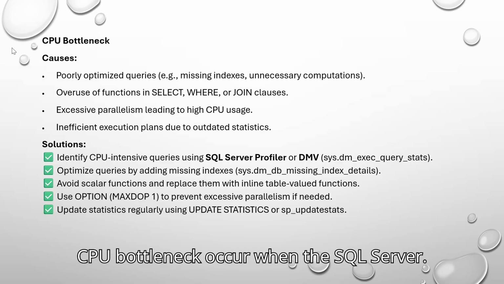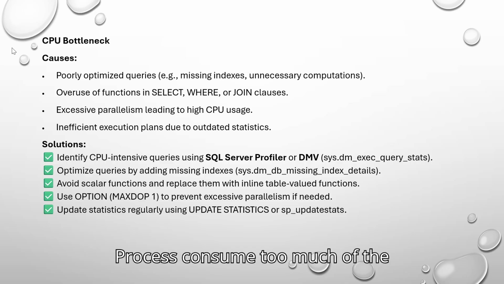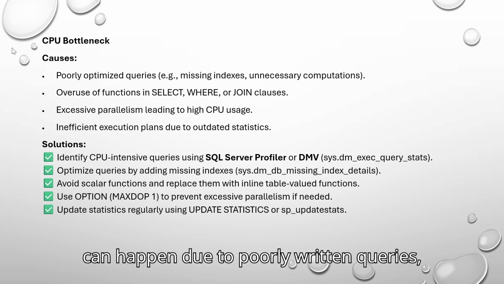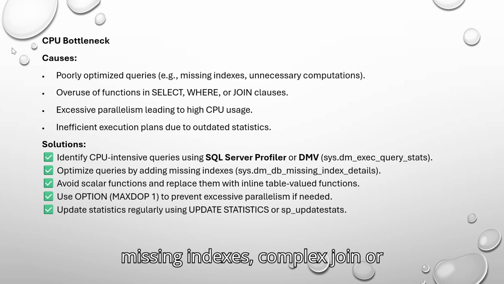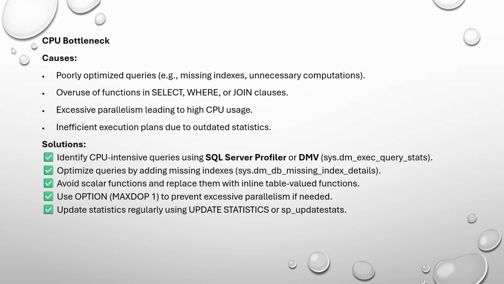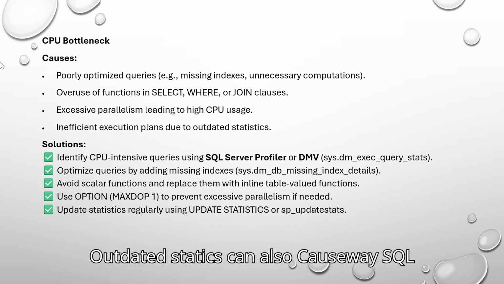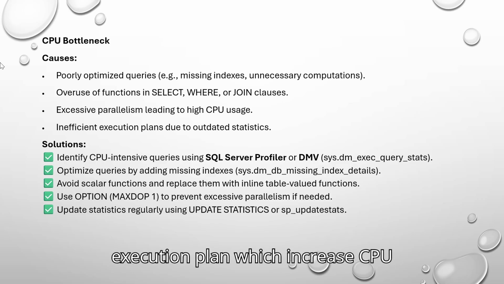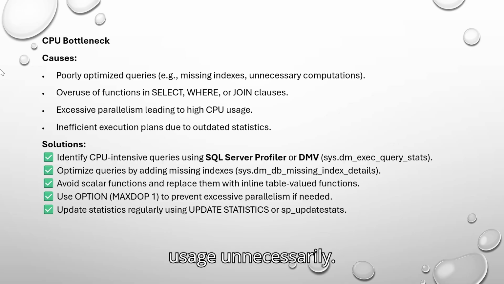A CPU bottleneck occurs when the SQL Server process consumes too much of the processor capacity. This can happen due to poorly written queries, missing indexes, complex joins, or use of functions in a WHERE clause. Outdated statistics can also cause SQL Server to generate inefficient query execution plans, which increases CPU usage unnecessarily.